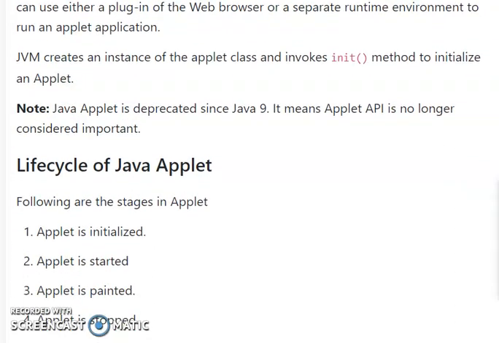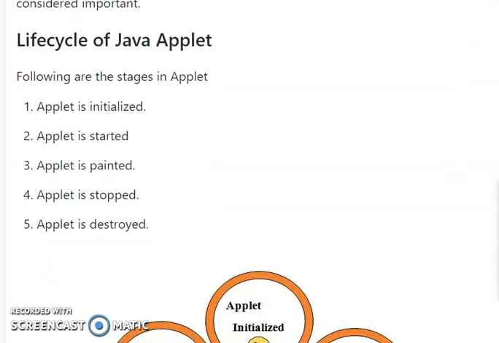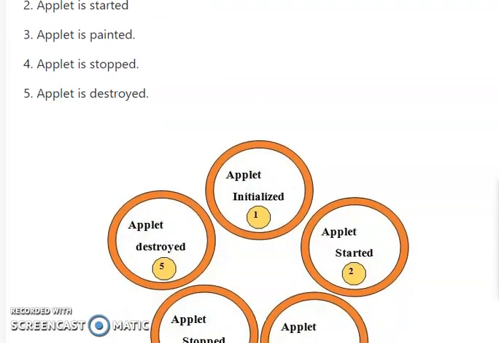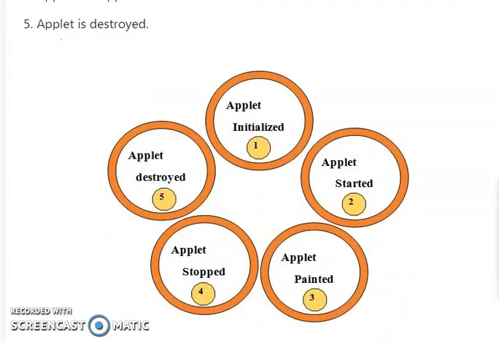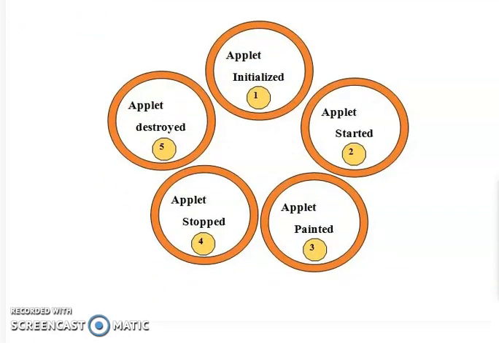So next, the life cycle of the Java applet. This is one of the important questions asked in many university exam question papers in previous years, in 5 marks and also in 10 marks. The following are the stages in applet: applet is initialized, an applet is started, an applet is painted, an applet is stopped, and then finally it is destroyed. So this is the life cycle of the applet.